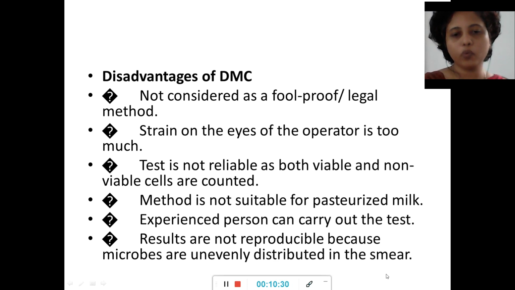Moreover, the microbes will get unevenly distributed in the smear, and such a thing will result in different types of clumping. I think it's clear right now.